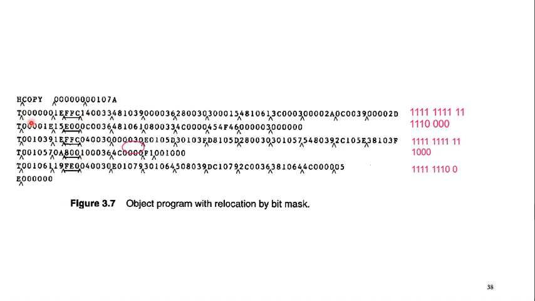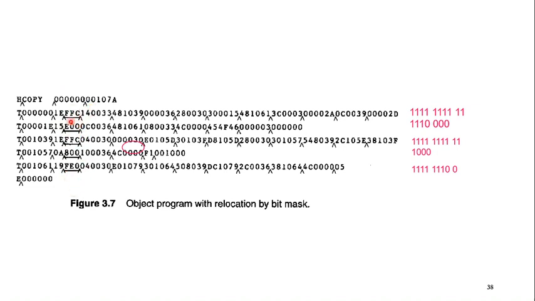In case of SIC/XE you are supposed to have a separate record in your object program, which you call the modification record, whereas in case of SIC machine you don't need to have a separate modification record. Those modification bits or relocation bits can be inserted in the same text record, but the way to insert it is after the length field and before the object code field.